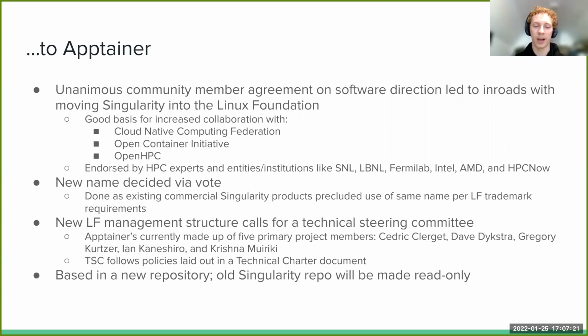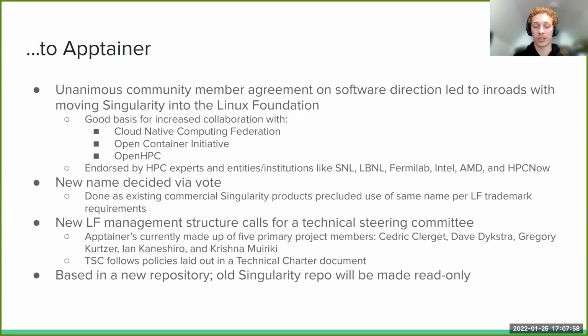The new name was decided via vote. There were a few other options, but Apptainer ended up winning out by a margin. The name had to be changed because there is a bit of a complex history between the open source version of Singularity that became Apptainer and some other versions of Singularity that are maintained by a commercial third party. Because of those trademarks, per the Linux Foundation's trademark requirements, Singularity couldn't be trademarked as a project inside the Linux Foundation. So the name had to be changed, and it was decided on Apptainer by the community. So that's how the name was changed.